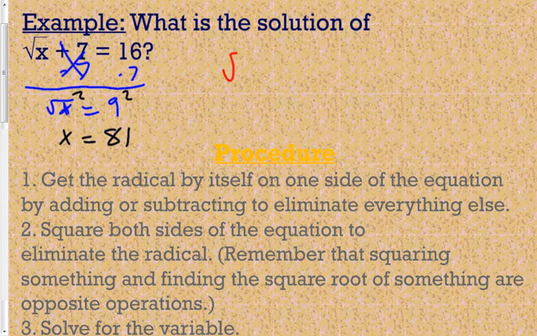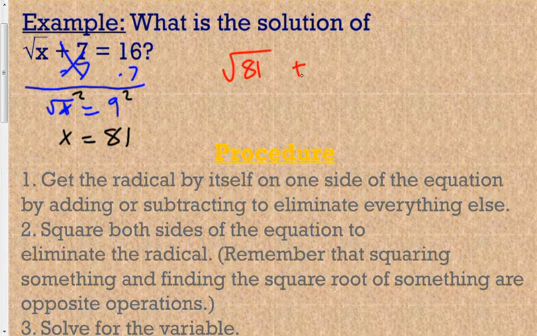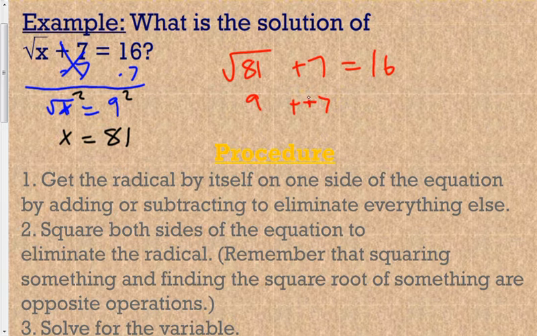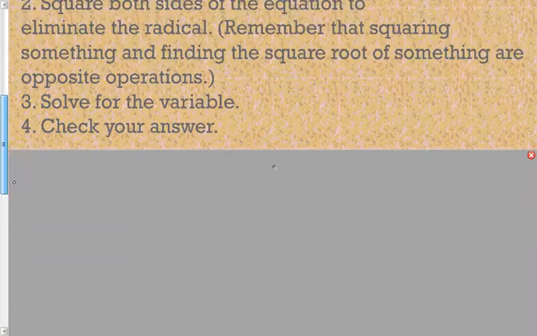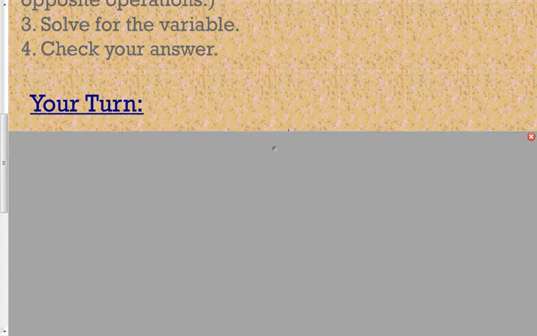If we plug it back in, we do the square root of 81 plus 7 equals 16. The square root of 81 is 9. It could be negative 9, but it is not. It works for being 9 in this case. And, sorry, that should be a positive. Equals 16. That is correct, so we did it right. So that's the basics of solving a basic one with a radical.